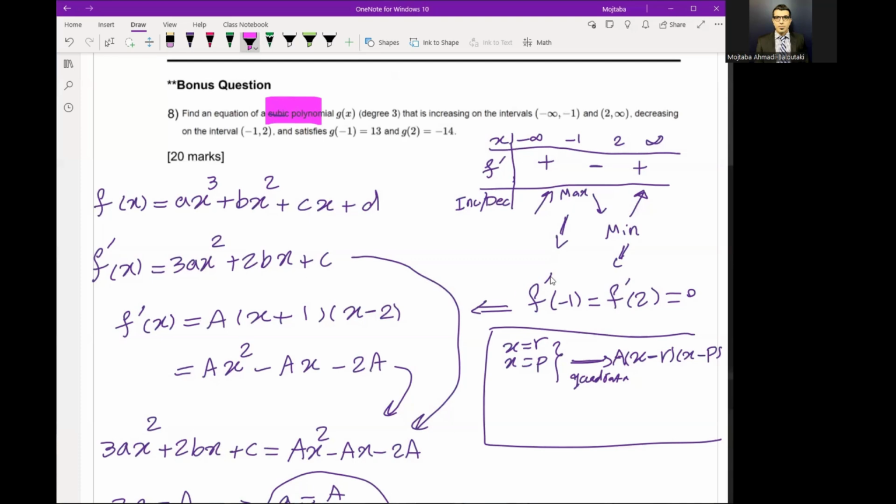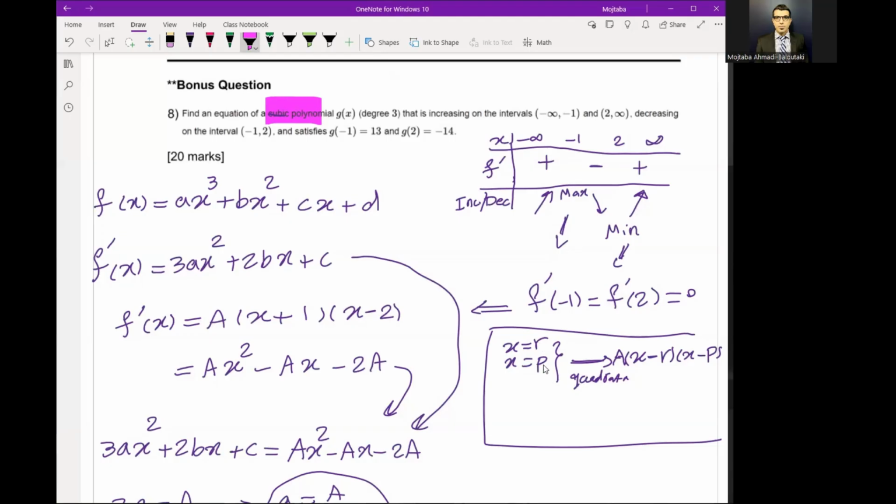If we plug in these two f prime values, we only have two equations but three unknowns, a, b, c. Sure, we got rid of d, but we still have three unknowns. We can't really do anything with it. So it's a better idea to write f prime in this format. We know f prime is a quadratic equation. It has two roots. We have the roots, -1 and 2.